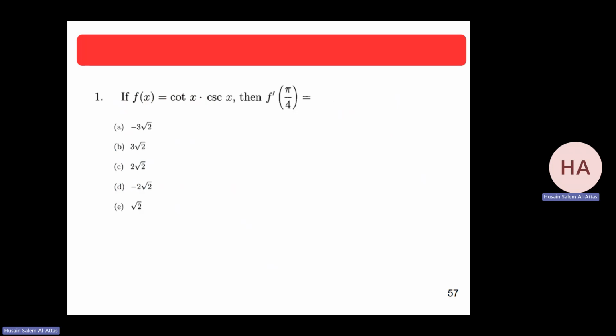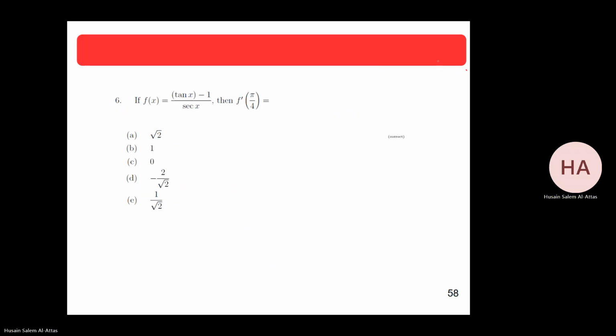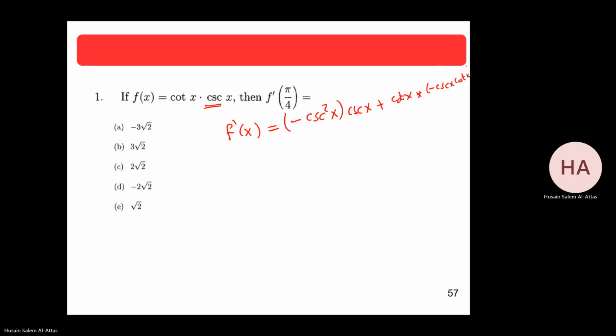Quick question. Cotan times cosecant, I have the product rule. What's the derivative of cotan? Don't forget, that will be minus cosecant square times cosecant, plus cotan times the derivative of cosecant, which is minus cosecant cotan. So that gives me minus cosecant cubed minus cosecant x cotan square x.